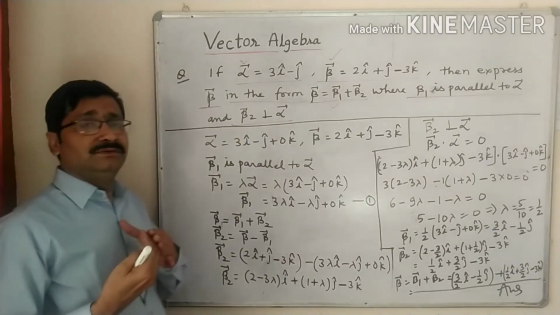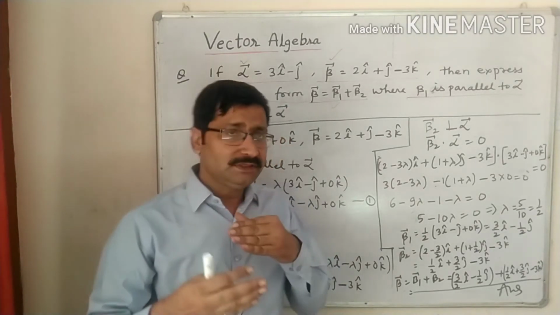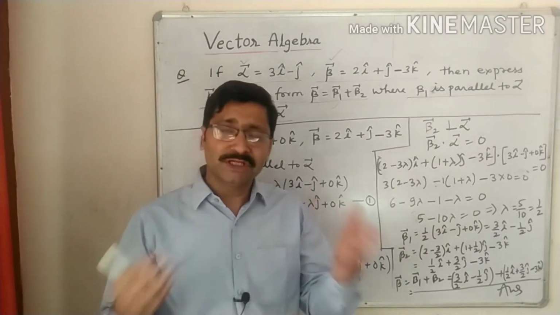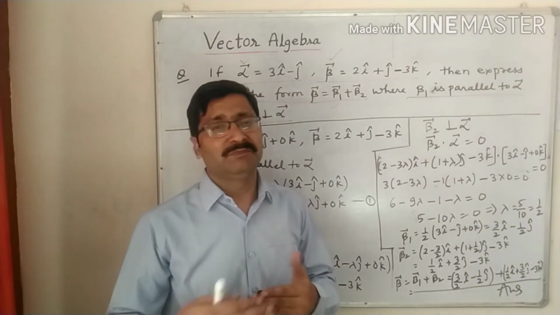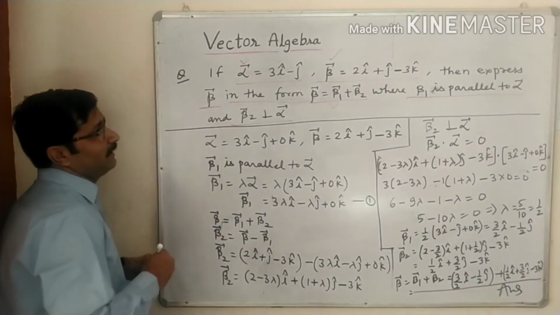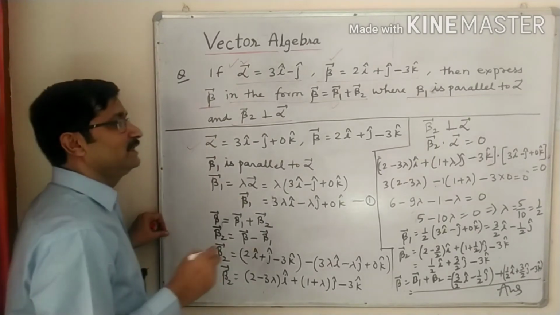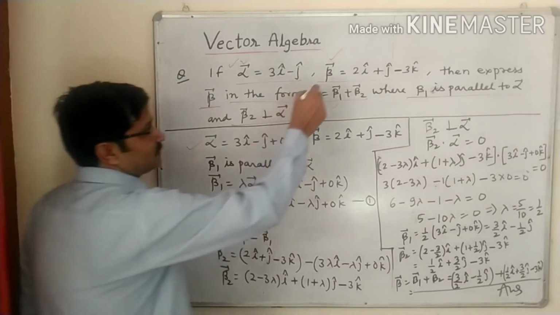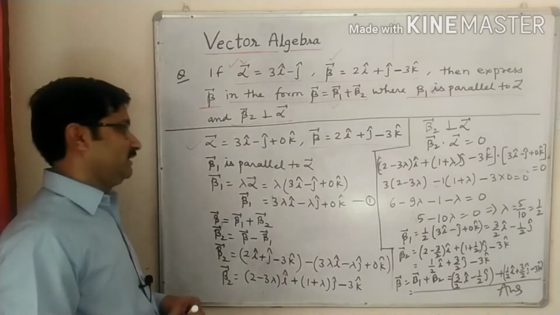Beta 1 and beta 2, these two vectors you have to find out. Beta 1 is parallel to alpha, but beta 2 is perpendicular to alpha, meaning both are different. This beta you have to write in the form of beta 1 plus beta 2. How can we write it? Look here first. Alpha is given to you, you can write it as it is. Alpha is 3i minus j, and you can add 0k. Beta is given as 2i plus j minus 3k.